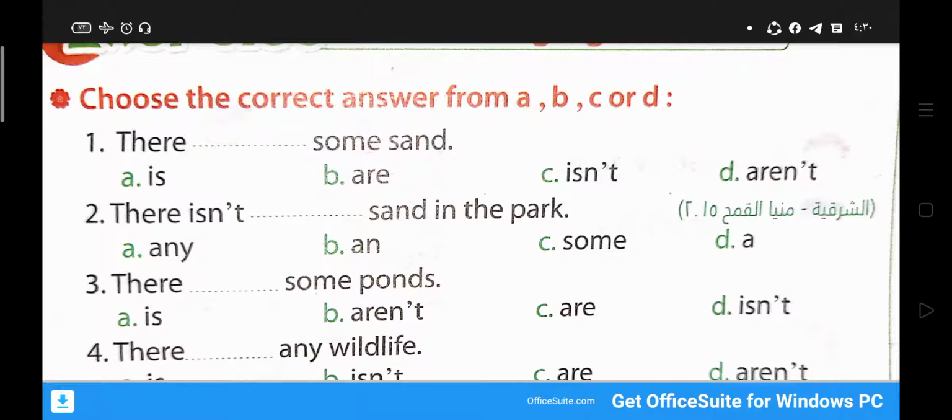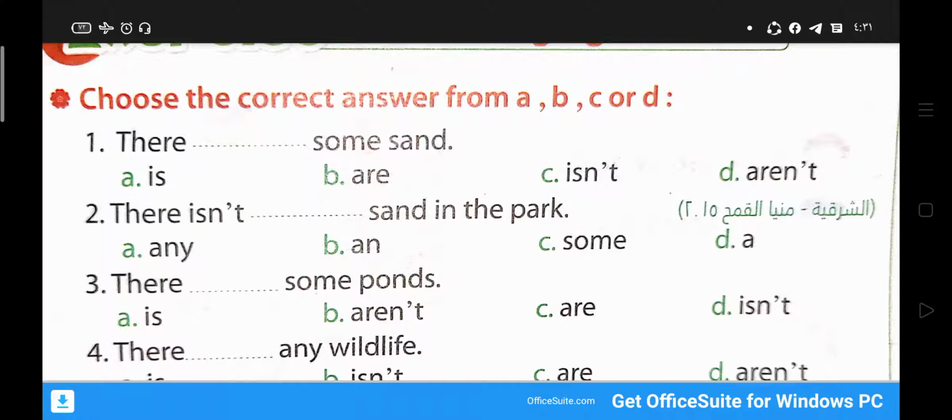Now let's do this exercise. Choose the correct answer. Number 1. There space some sand. Is, are, isn't, or aren't. Here the word sand is uncountable, so we must use is or isn't. In the sentence we have some, so it's a positive. The answer is letter A. There is some sand. Number 2. There isn't space sand in the park. It's a negative sentence. You will choose any and some or a. The answer is any. There isn't any sand in the park.